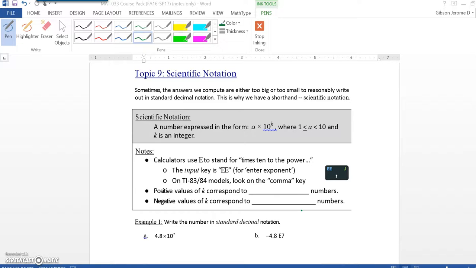Scientific notation: a number expressed in the form a times 10 to the k, where 1 is less than or equal to a, which is less than 10, and k is an integer.